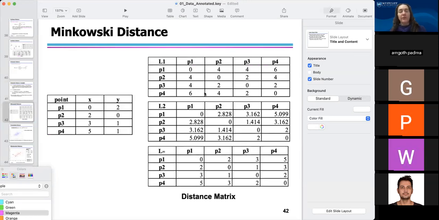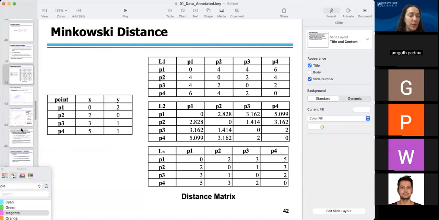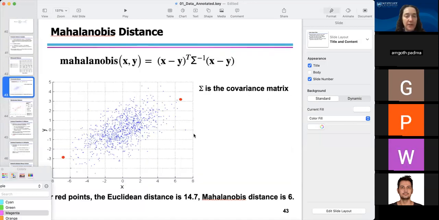This is just to give an illustration of what happens if we take power of 1, power of 2. So we end up with different distances here. So Manhattan distance is different than Euclidean distance. So really we need to choose the distance that is the best for our data and for the goal of our analysis.